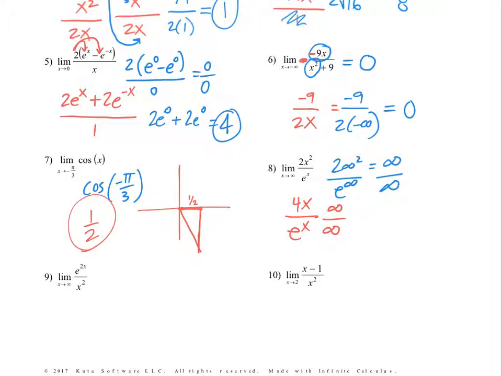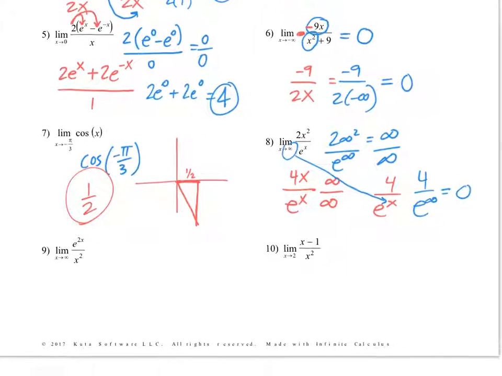The derivative of the 4x is 4. The derivative of the bottom is e to the x. And now we're at a point where if we sub in infinity, we get 4 over e to the infinity. Any number over something that's growing without bound is 0. So number 8 is 0. All right, a couple more to wrap this page up.